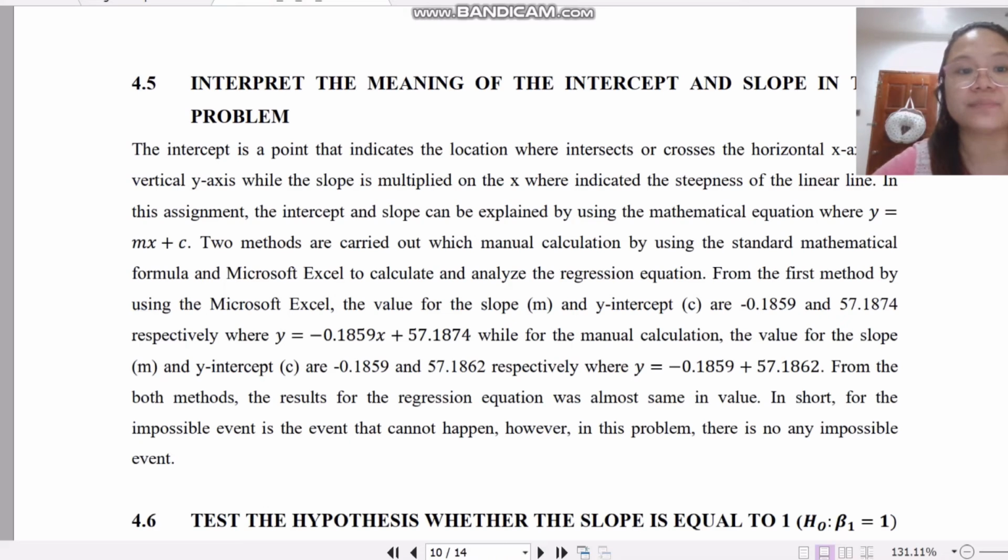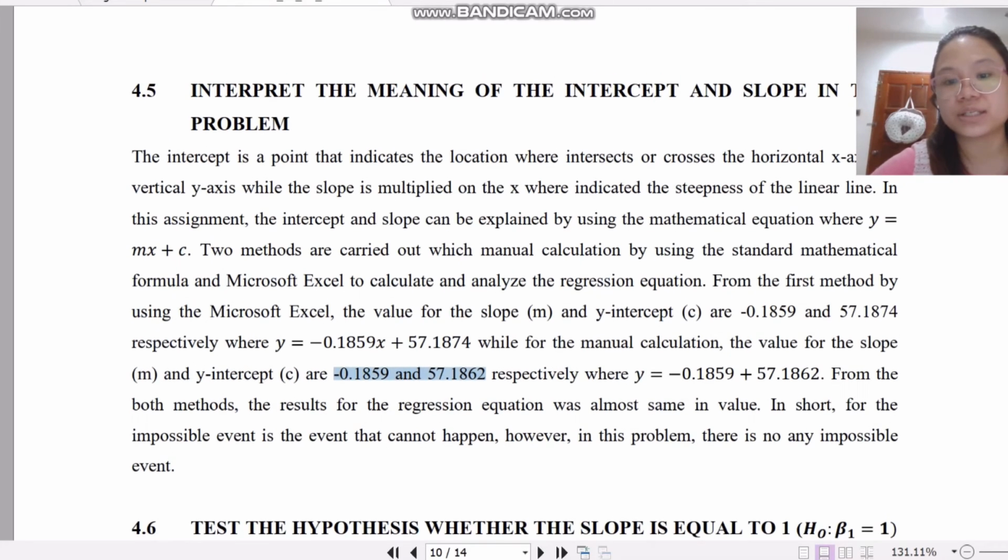In this assignment, the intercept and slope can be explained by using the mathematical equation y equals mx plus c. We know that our equation is y equals negative 0.1859x plus 57.1874. For the manual calculation, the values of the slope and y-intercept are negative 0.1859 and 57.1862, where the equation is y equals negative 0.1859x plus 57.1862. From the above methods, the results for the regression equation were almost the same in value.